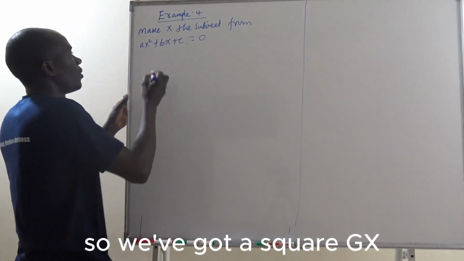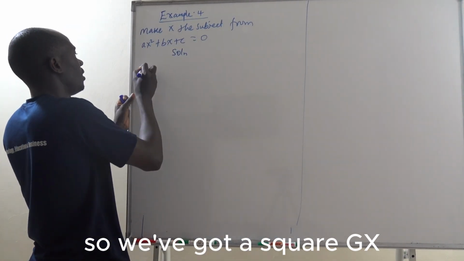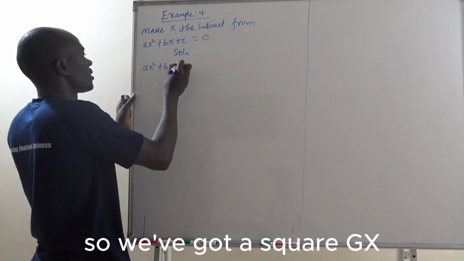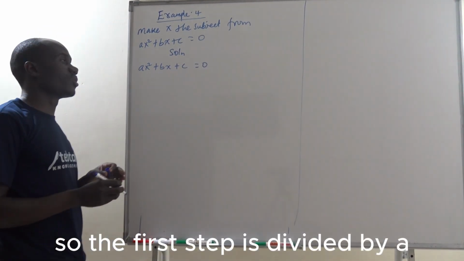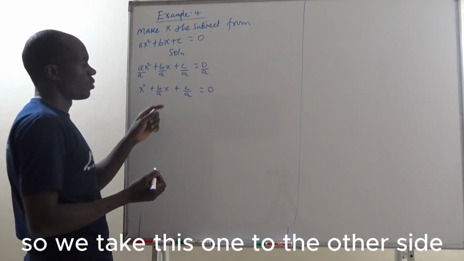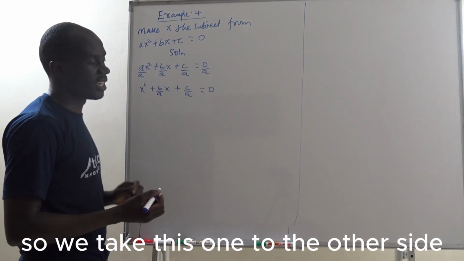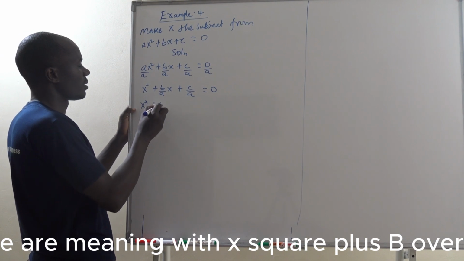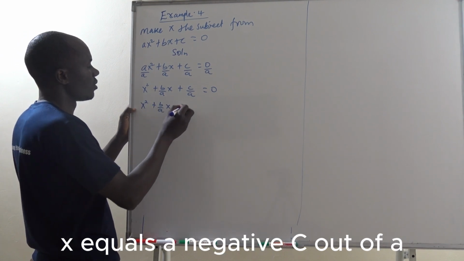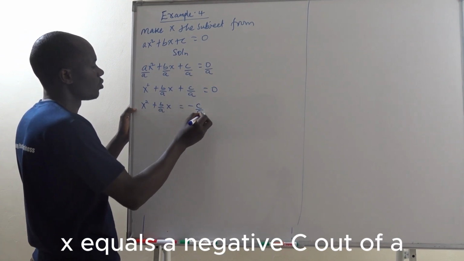So we have ax squared plus bx plus c equals 0. The first step is dividing throughout by a. So we take this one to the other side. What are we remaining with? We are remaining with x squared plus b over a x equals negative c out of a.